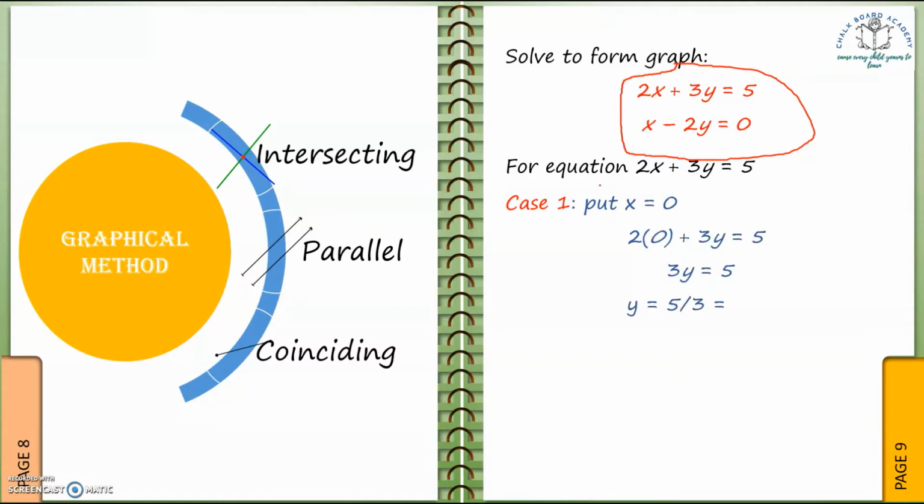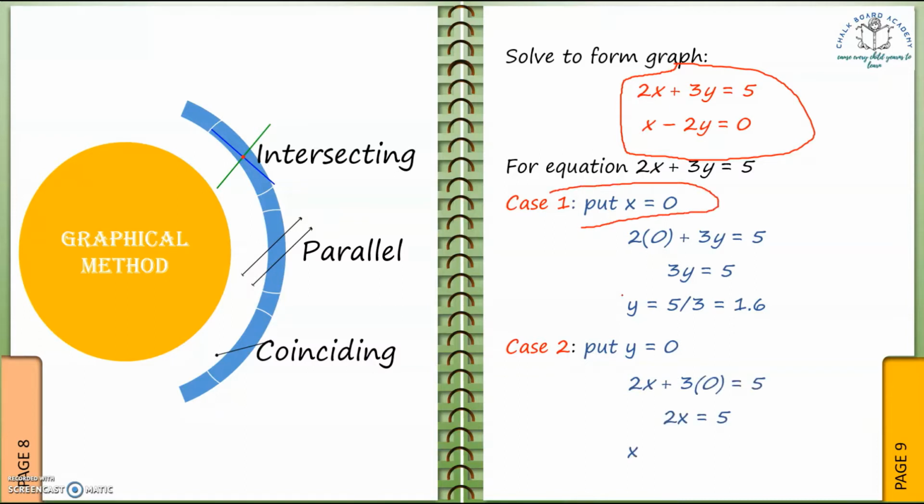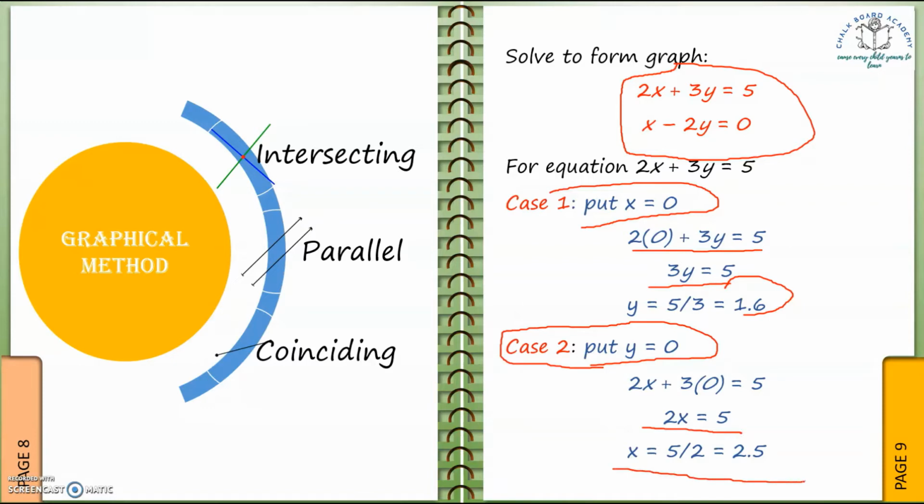The first equation here is 2x plus 3y is equal to 5. The very first case we are taking is x equal to 0. Now the equation has only one variable, that is y. So now we are calculating the value of y, which is 1.6. Similarly, in the second case we are taking y as 0. Now we have an equation with only one variable, that is x, and we have calculated the value of x as 2.5.